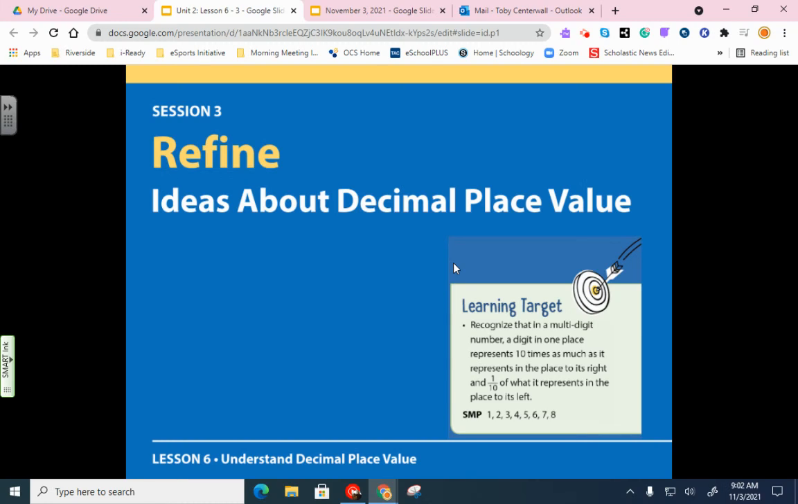Okay, so this is the last session for lesson 6. We're still talking about place value and trying to learn about the origins of it, where we get these numbers, and why numbers change when you go from one place value to the next. So let's jump right in with a warm up.